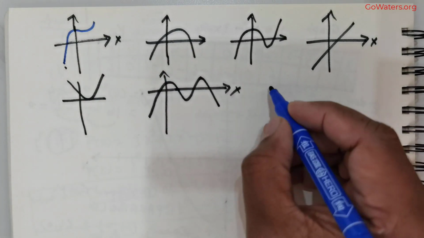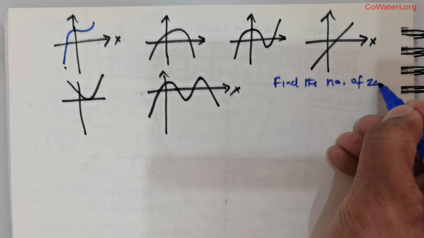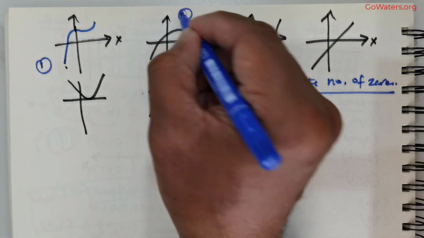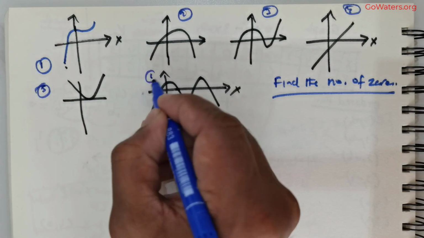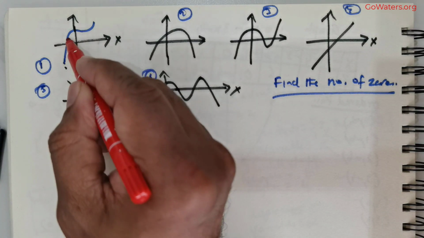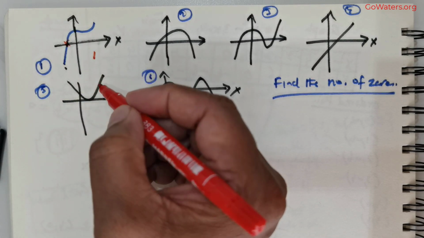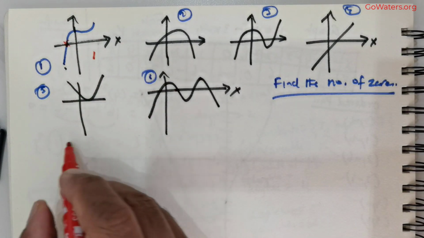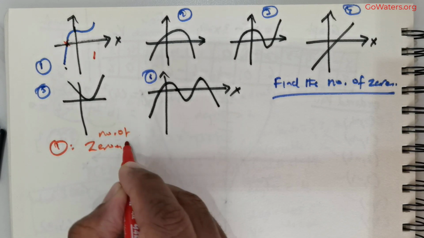Find out the number of zeros. The question is to find the number of zeros. So you have question 1, question 2, question 3, 4, 5 and 6. Can you tell me the number of zeros over here? There is only one intersection. If somebody is asking you why you say the number of zeros is just 1 in question number 1, so you are giving here the number of zeros is equal to 1.